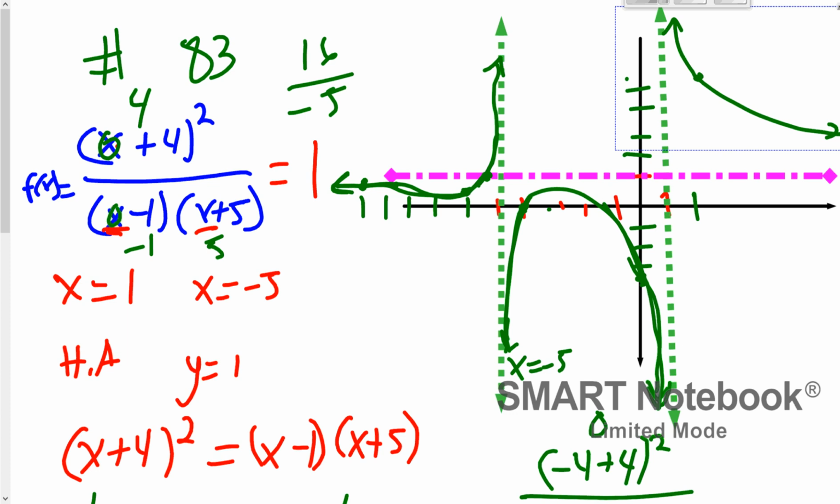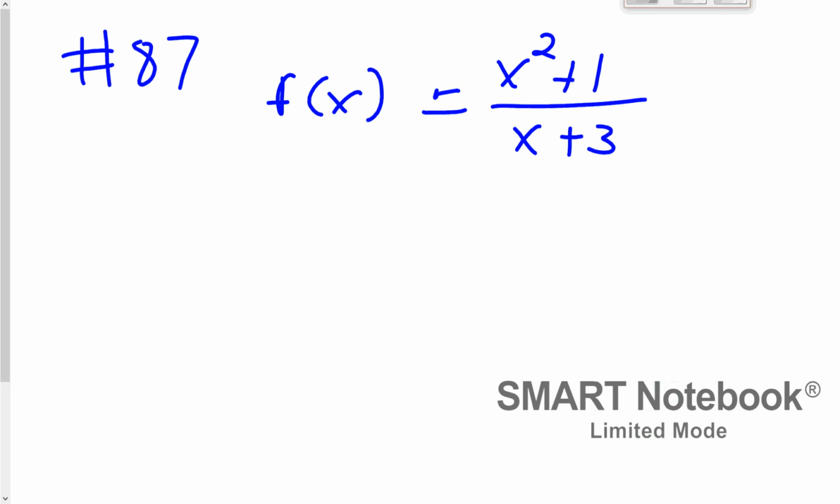At least start plotting points. Plug in x's and see what you get. See what's happening. Plug a couple points on this side, a few points in the middle, a few points over here. If you still don't know, plug even more points to the left, more points in the middle, more points on the right, until you have the shape. Until you get your branches of these rational functions. All right, let's do 87, and then I'll come back and do those other ones if you need more practice.